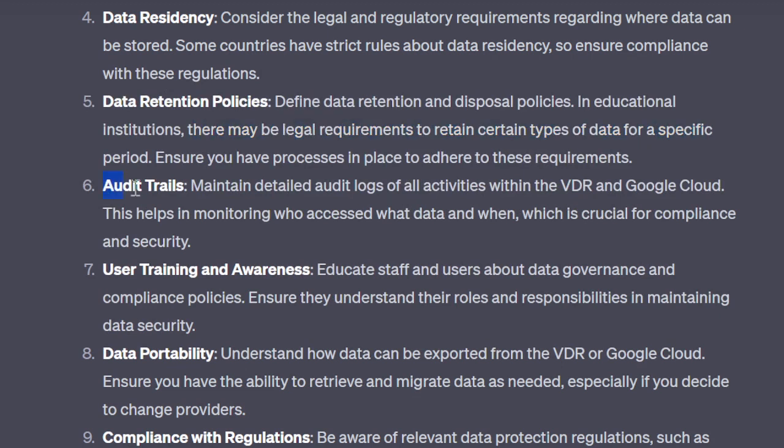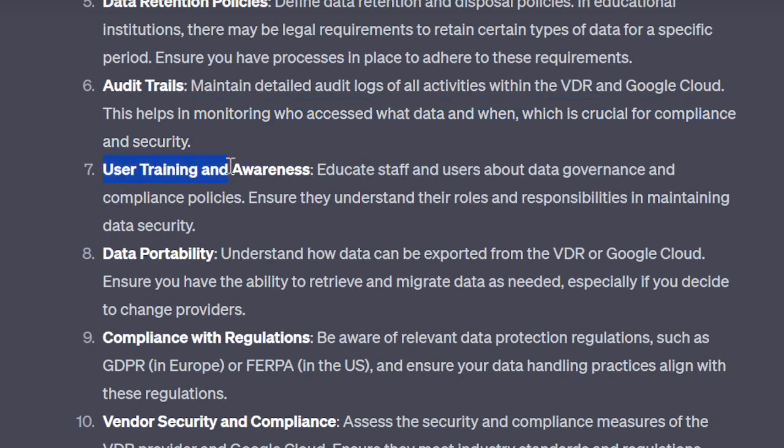Number six, audit trails. Maintain detailed audit logs of all activities within the VDR and Google Cloud. This helps in monitoring who accessed what data and when, which is crucial for compliance and security. Number seven, user training and awareness. Educate staff and users about data governance and compliance policies. Ensure they understand their roles and responsibilities in maintaining data security.